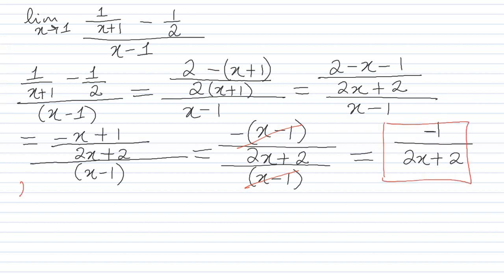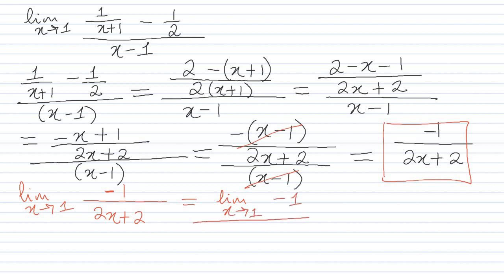So we apply the limit as x goes to 1 of -1 divided by 2x plus 2. So that would be the limit of the numerator, the limit as x goes to 1 of -1, divided by the limit as x goes to 1 of 2x plus the limit as x goes to 1 of 2.